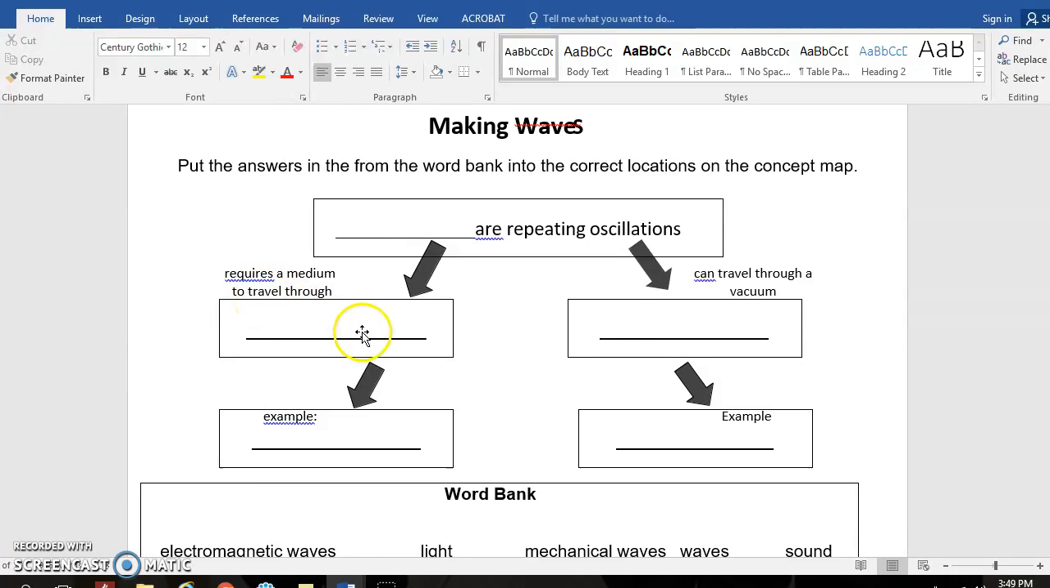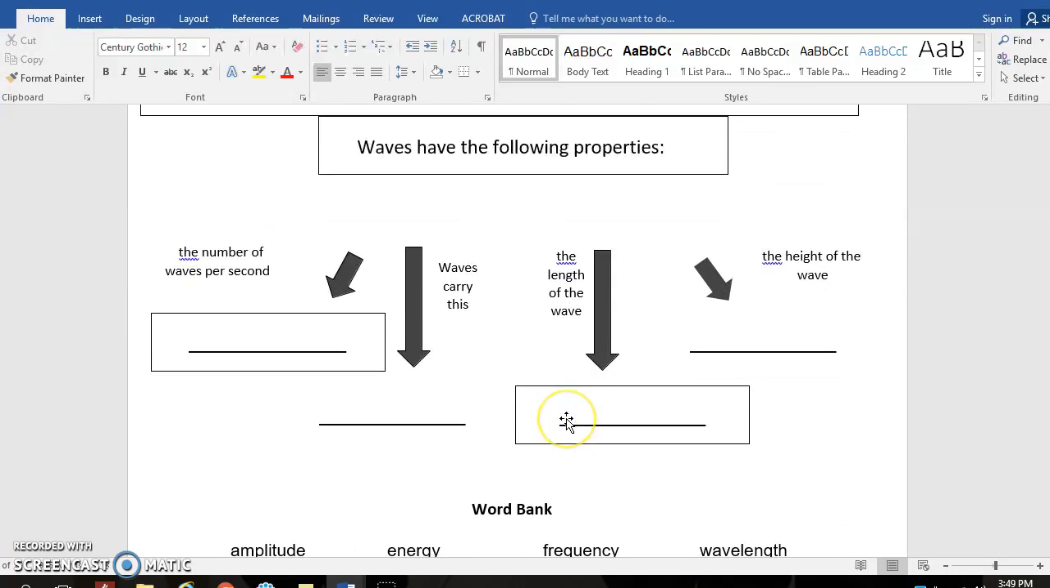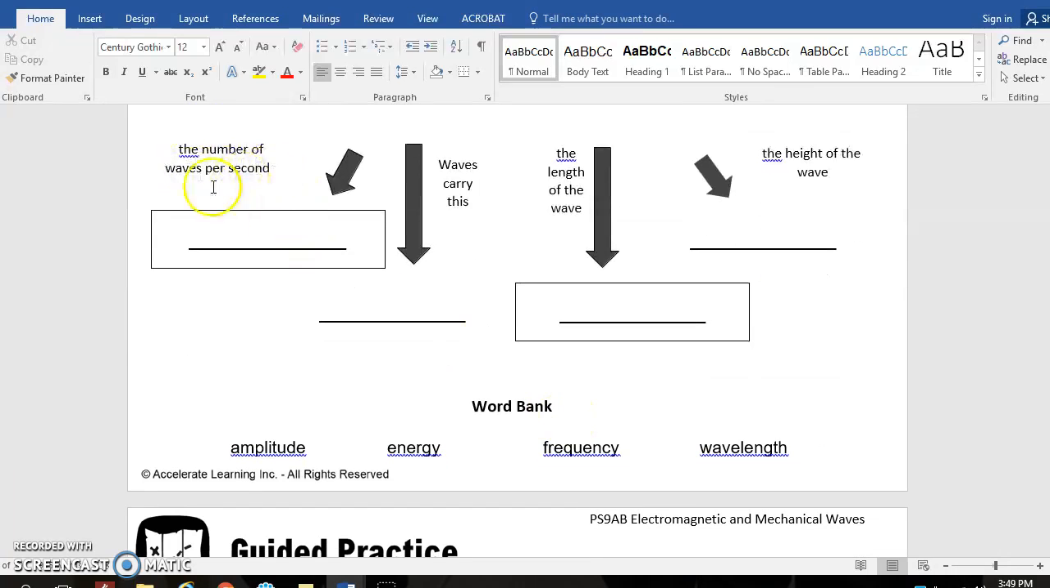Okay, requires a medium for travel. That would be mechanical. Example would be sound. Can travel through a vacuum, EM. Example is light. The number of waves per second. How many waves do we see over that period of time? Well, there's our frequency. Waves carry energy. The length of the wave is the wavelength, and the height is the amplitude.